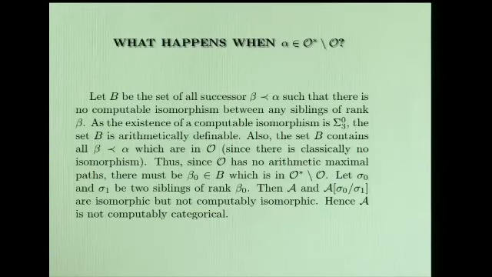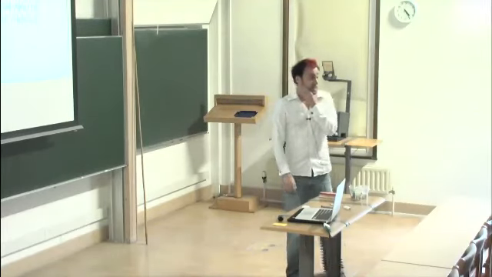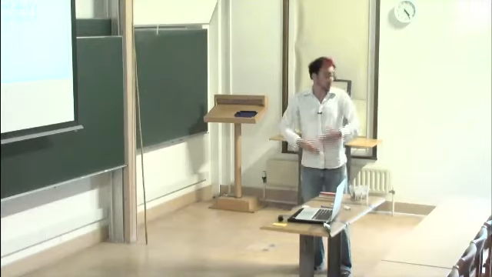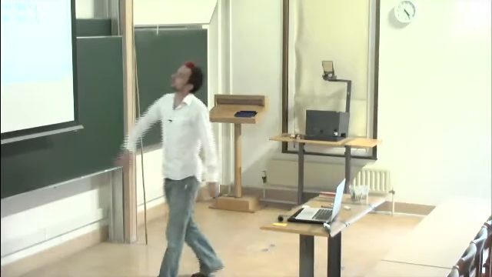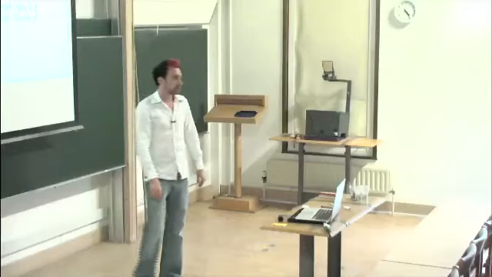Then we take A, and we take the structure that we get by replacing what's above sigma 0 with what's above sigma 1. These are both computable structures. They're isomorphic, but they're not computably isomorphic. Hence, A is not computably categorical.